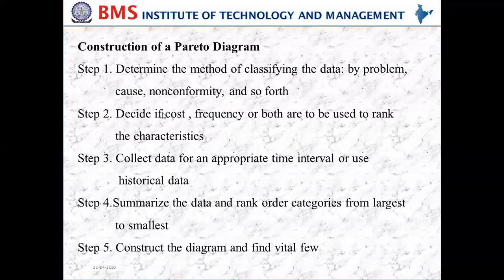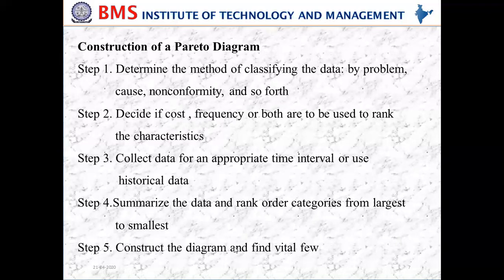If the cost is more, or the number of defects occurring, the frequency of occurrence of that particular defect is more, you need to decide which one, either cost or frequency. Sometimes both can be used to rank the characteristics. Cost is also a very important criterion in identifying, because you need to reduce the cost and also reduce the defects. So both can be used to rank the characteristics.